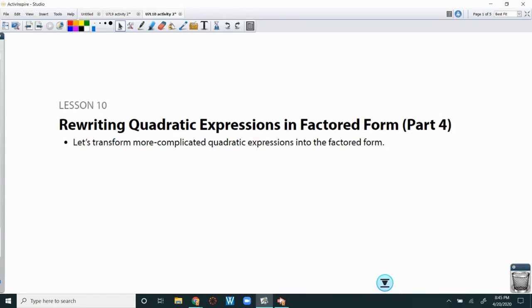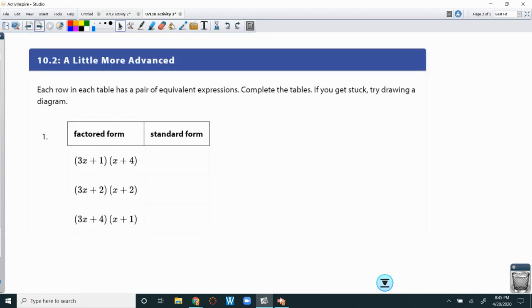All right. Unit 7, Lesson 10, Rewriting Quadratic Equations in Factored Form, Part 4. Let's transform more complicated quadratic expressions into factored form. We're going to look at a little more advanced problems. Each row in each table has a pair of equivalent expressions. We need to complete the table. If you get stuck, try drawing a diagram.